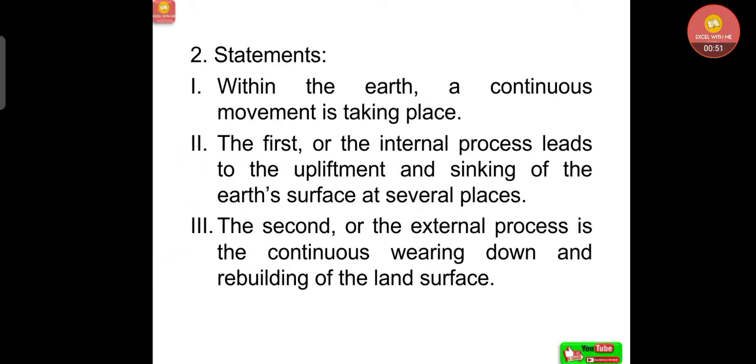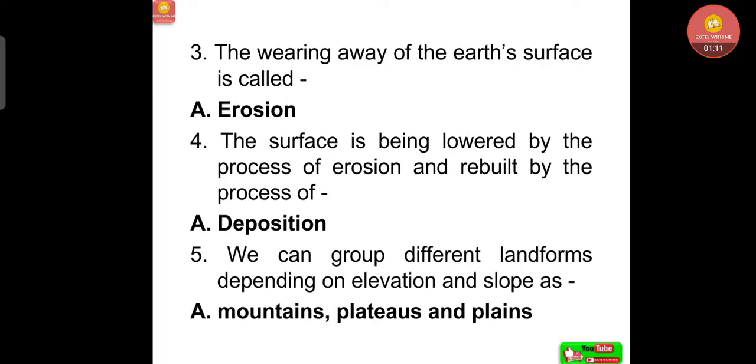Next question, the statements. Within the earth, a continuous movement is taking place. The first, or the internal process, leads to the upliftment and sinking of the earth's surface at several places. The second, or the external process, is the continuous wearing down and rebuilding of the land surface. So, these three statements are correct. Now, the wearing away of the earth's surface is called erosion. The surface is being lowered by the process of erosion and rebuilt by the process of deposition.